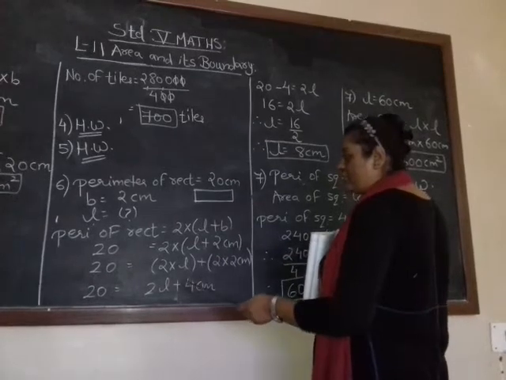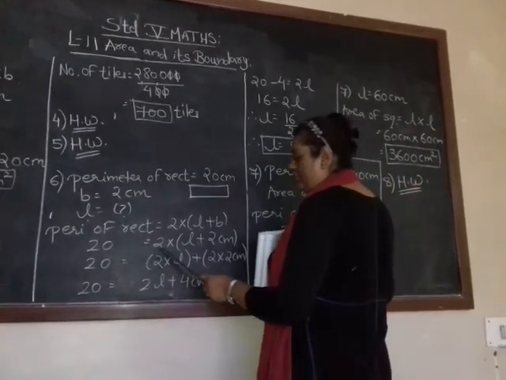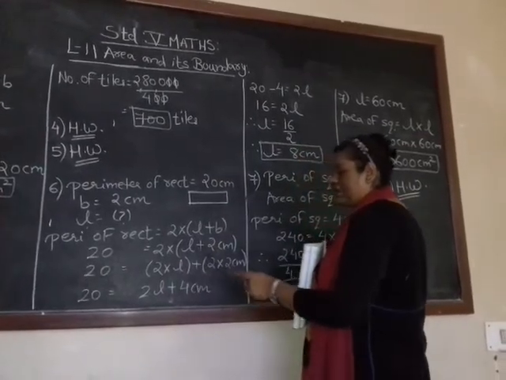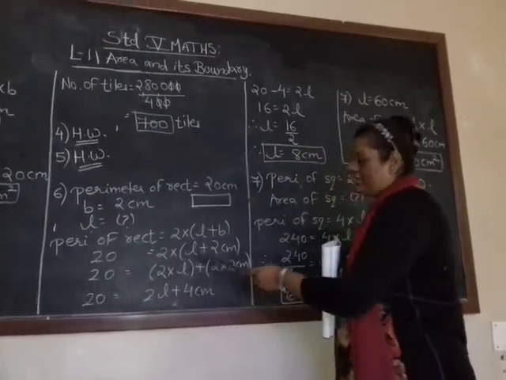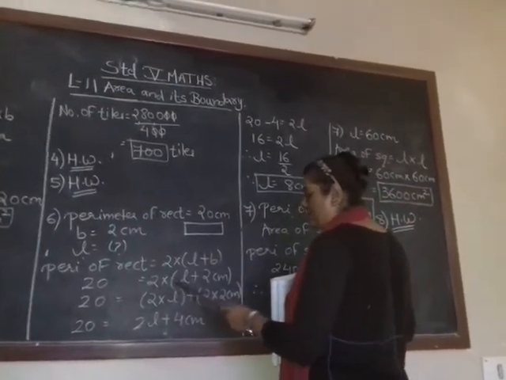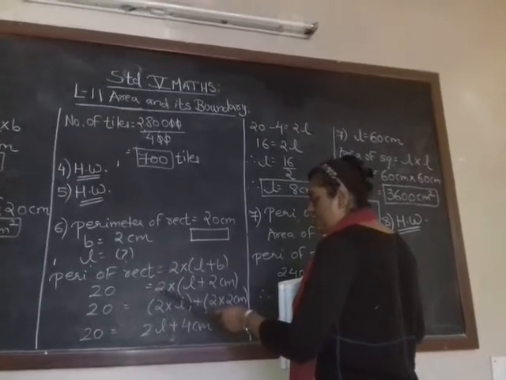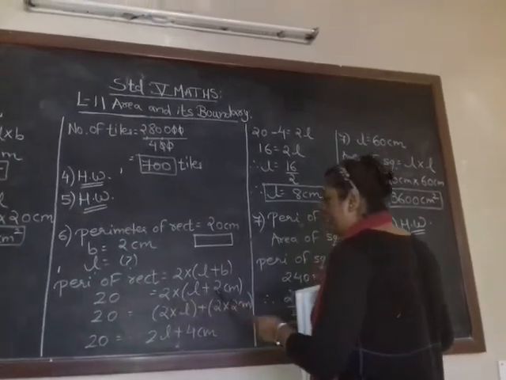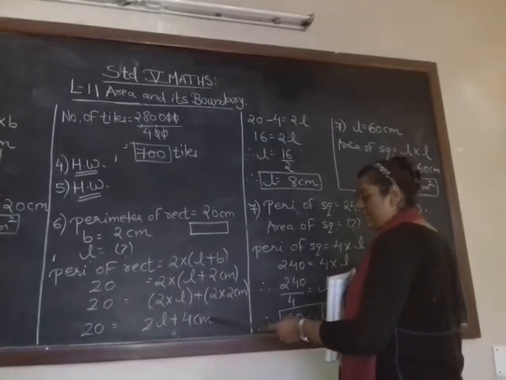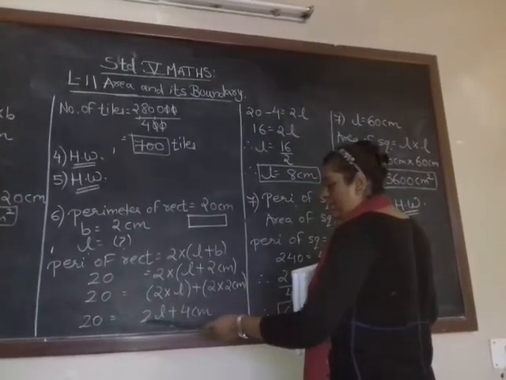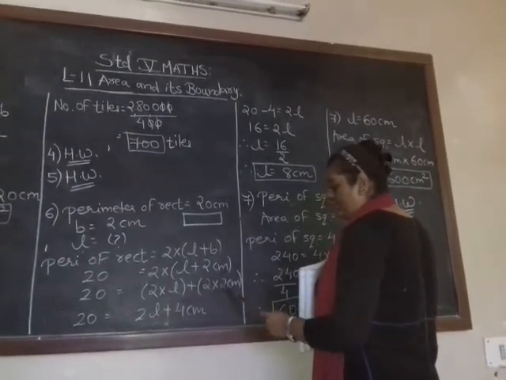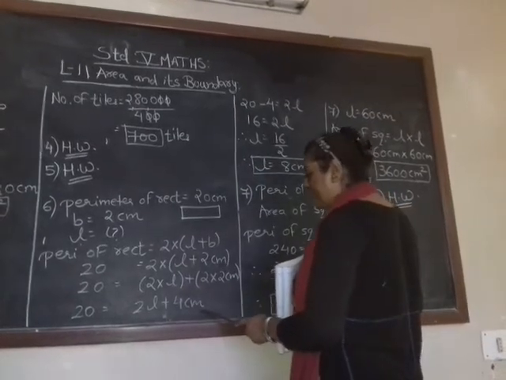Now what you can do here, this 2 will be multiplied, as this is inside the bracket we have L and 2 centimeter, that cannot be added because here we do not have a number. So this 2 will be multiplied with L, that is 2 into L, right? And this 2, same as it is outside the bracket, will be multiplied with 2 also. So 2 into 2, 4 centimeter. So 2 into L will become 2L, and 2 into 2 is 4 centimeter.